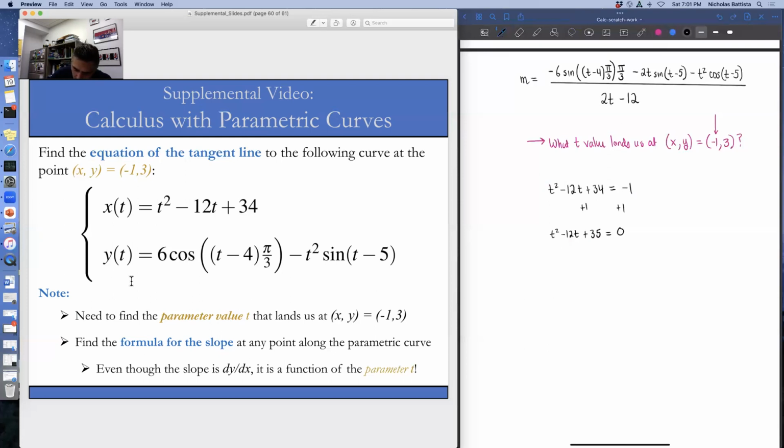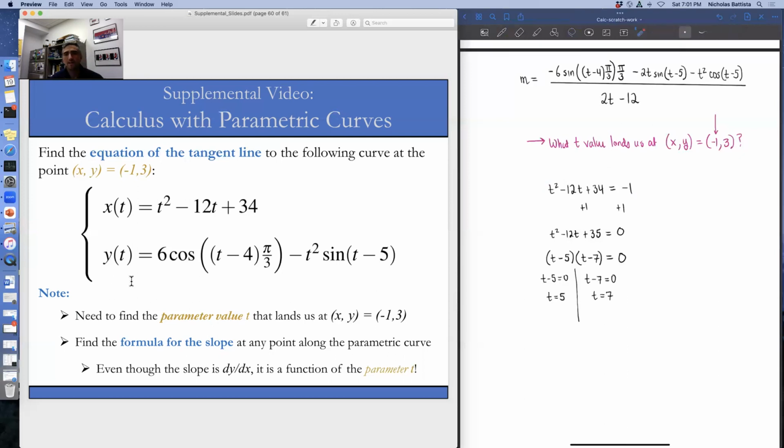So what we can do in this case is factor this into (t minus 5) times (t minus 7), and the product of those two things is equal to 0. Since the product of two factors is equal to 0, one or more of those factors is equal to 0. So if we set t minus 5 to 0, we find t is equal to 5. And if we set t minus 7 equal to 0, we find t is equal to 7.